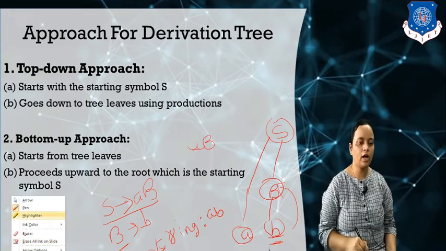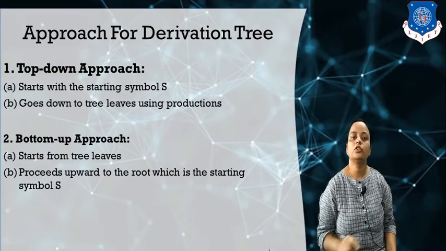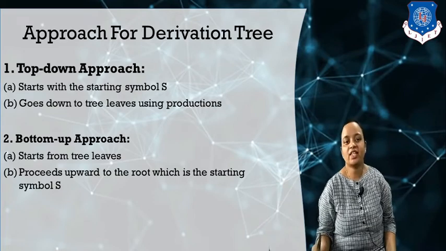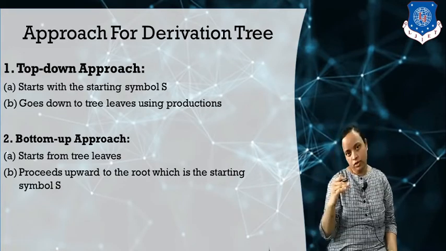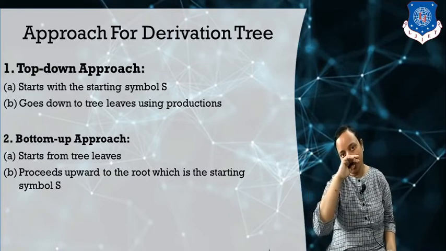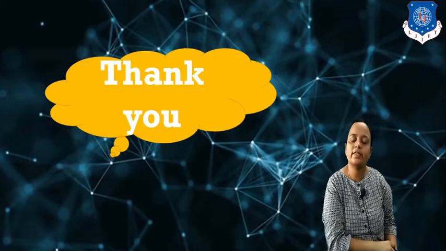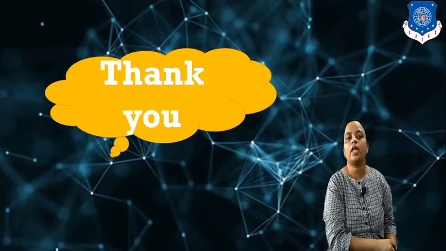So we can say that there are two approaches for the derivation tree: top down and bottom up. I hope this concept is clear to you. Thank you all.